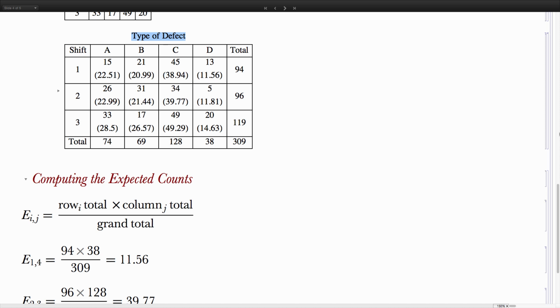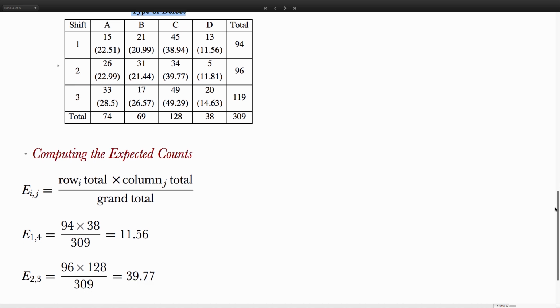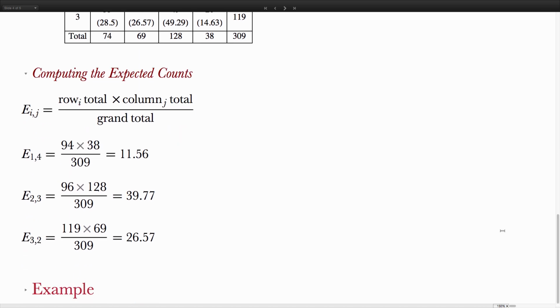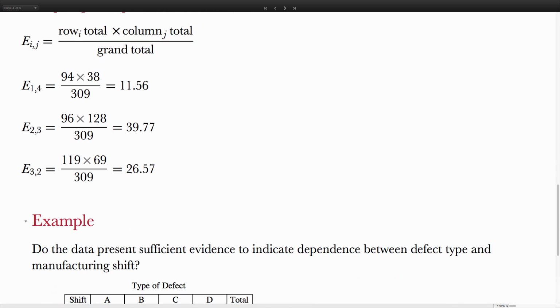Okay, now let's look at the question. What are we trying to answer? The question we're trying to answer is the following. Do the data present sufficient evidence to indicate dependence between defect type and manufacturing shift? Okay, so here's that same table again.